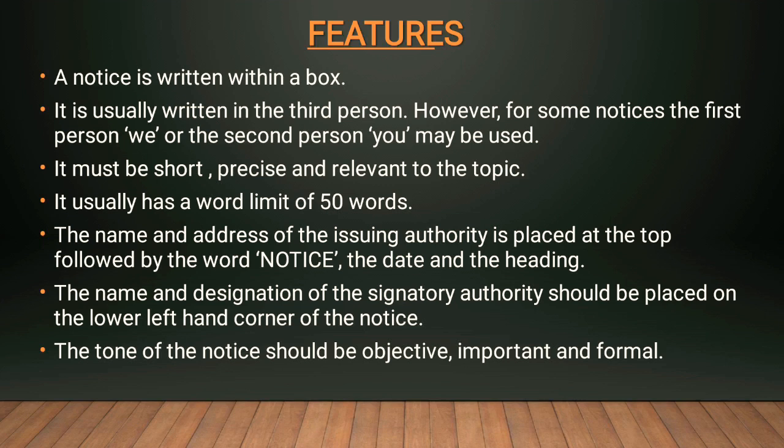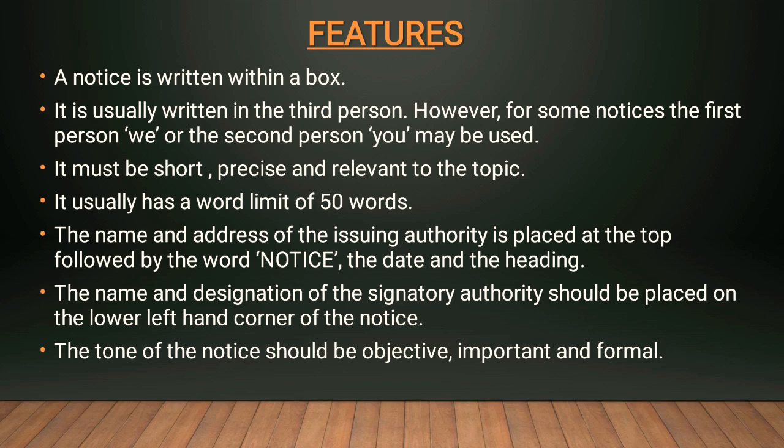The name and address of the issuing authority is placed at the top, followed by the word notice, the date and the heading. So, when we start writing a notice, at the top we have to place the name and address of the issuing authority. Then we have to write notice. Then we have to put the date on the left hand upper corner, and then the heading, that is the topic of the notice, and then we will start writing the notice.